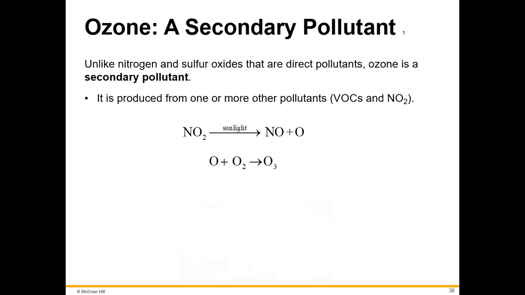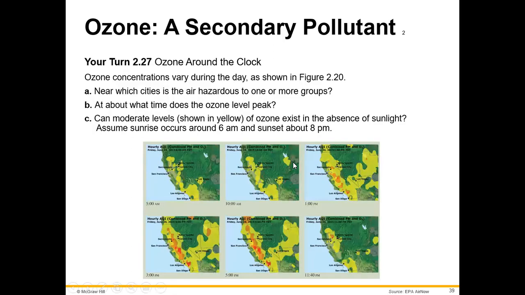Now, a primary pollutant and a secondary pollutant. Ozone is considered a secondary pollutant because it comes from reactions with primary pollutants. So for instance, in this example, nitrogen dioxide would be the primary pollutant, and then it reacts and produces this reaction down here that gives me the ozone. So the primary pollutant makes a secondary pollutant. Again, here's that same graphic from a little while ago, same part of the country, and it's looking at ozone levels and how they change throughout the day.